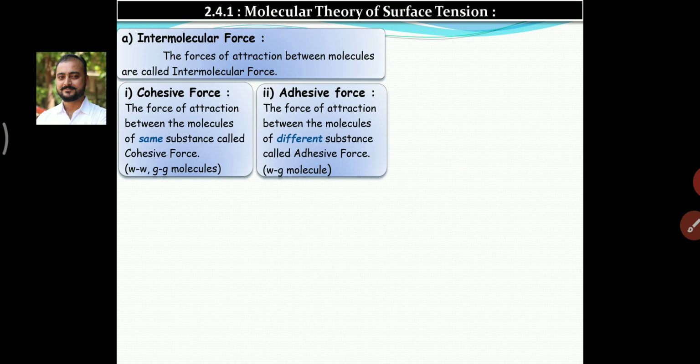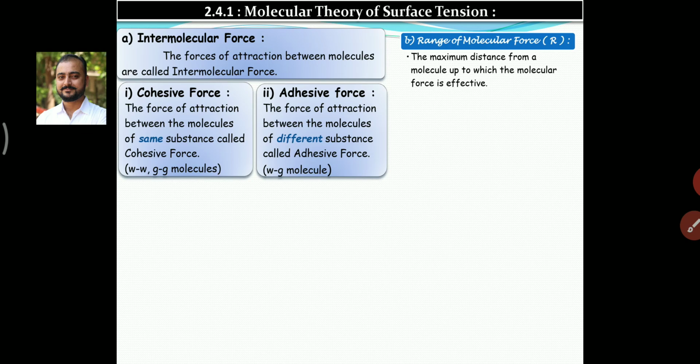Just to remember simply: intermolecular force is always an attractive force. Second, it has two types, cohesive force and adhesive force. Cohesive force is the force between two same particles or molecules of the same substance. Adhesive force is the force of attraction between different substances.